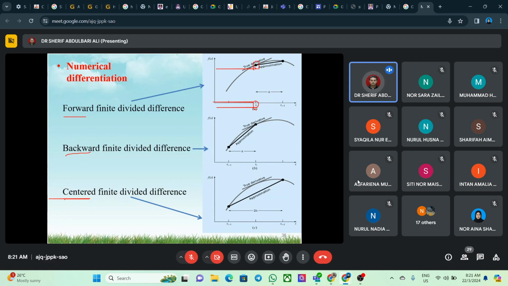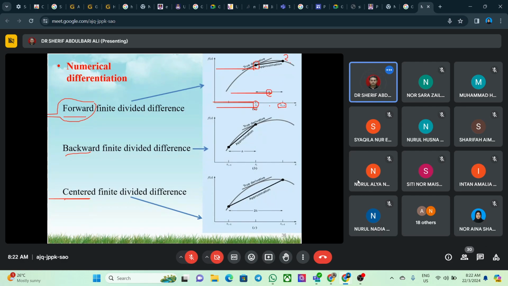Since we are talking about the forward finite divided difference, this means we need to predict the function at the coming point. So I'm going to try to predict the function at x plus 1. I want to know the value of the function at x plus 1. From x to x plus 1, that's why we call it forward finite divided difference. You can see that from x to x plus 1 is considered a single step size, h.